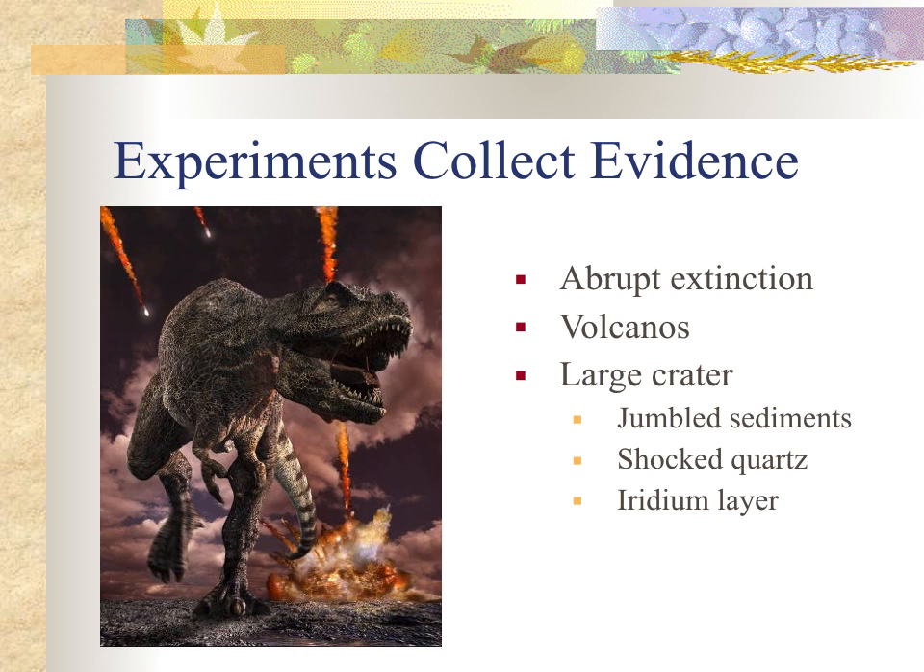Okay, we also find widespread jumbled sediments that suggest there was a huge tidal wave originating from that crater. And worldwide, we find interesting, very unusual elements called shocked quartz and iridium at that point, which suggest a large asteroid vaporized a large volume of rock that was distributed by the atmosphere. Our conclusion is the best idea is the asteroid impact idea. So that's a really good example of how science works.